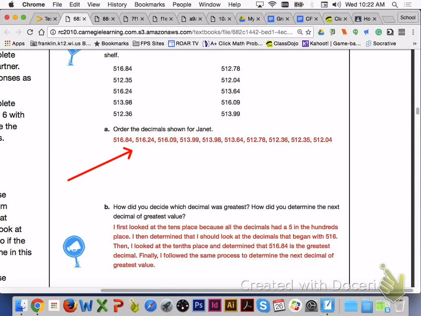For letter B, first you're going to look at the hundreds place because all of the decimals had a 5 in the hundreds place. You can then determine that you should look at the decimals that begin with 516. Then you're going to look at the tenths place. You're going to determine that 516 and 84 hundredths is indeed the greatest decimal, and follow the same process to determine the next decimal of greatest value.